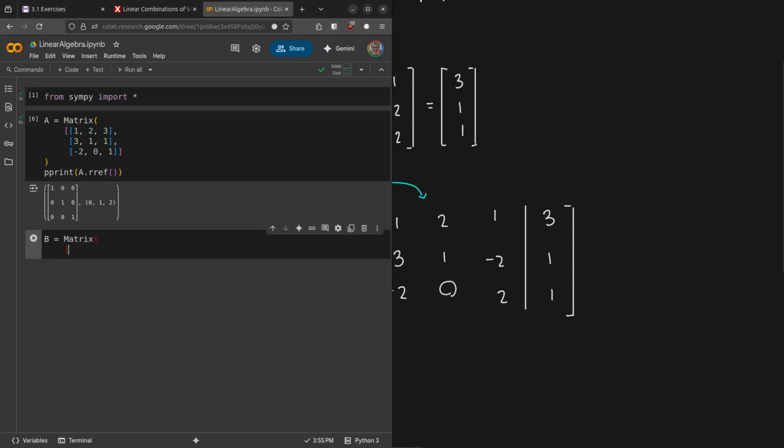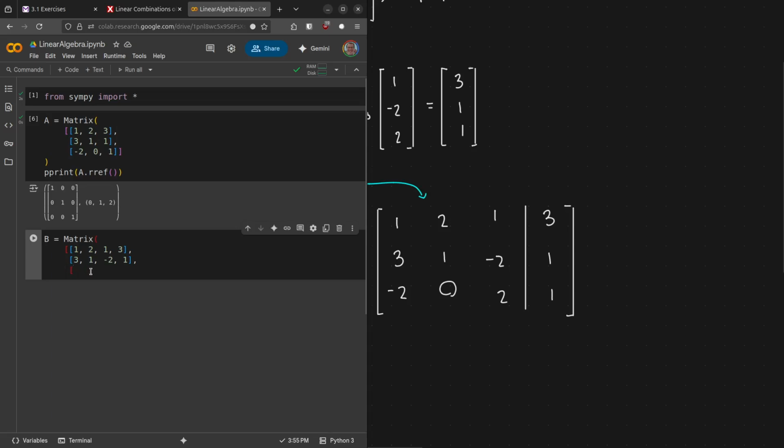So I want a matrix. My matrix, the first row is 1, 2, 1, 3. Next row is 3, 1, negative 2, 1. And the last row is 2, 0. I'm sorry, that's a negative 2, isn't it? Let me squish this down a little bit just so we could really see that. Negative 2, 0, 2, 1.